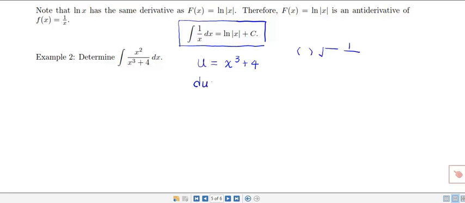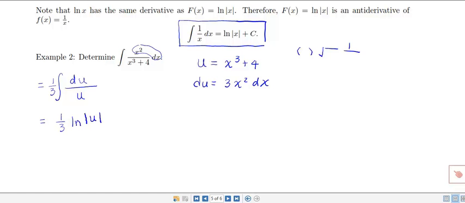Then our du will be 3 times x squared dx. So we can rewrite the original integral: x squared dx will become 1/3 du, and the denominator will become u. And this is a simple integral. Applying the formula that we just learned, we get 1/3 ln of absolute value of u plus c.